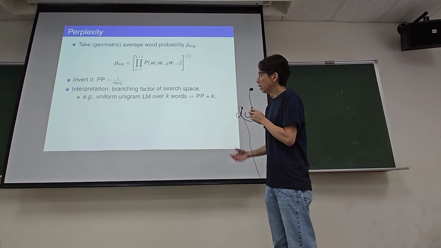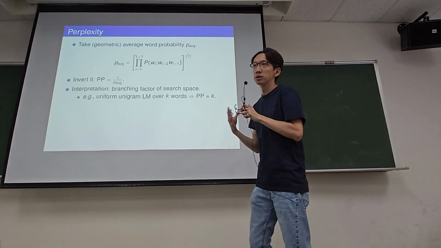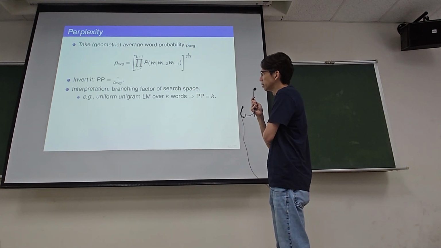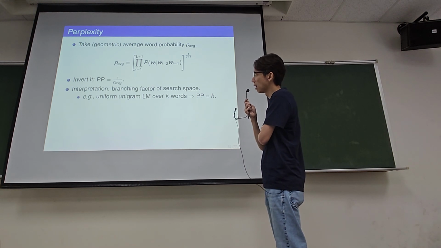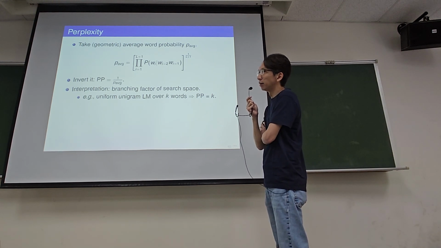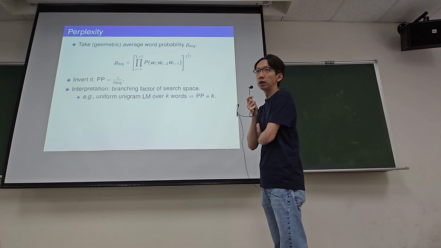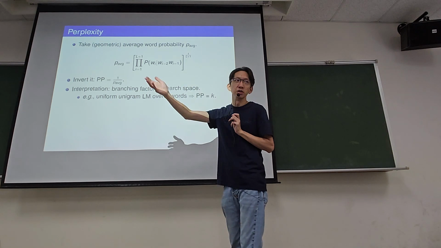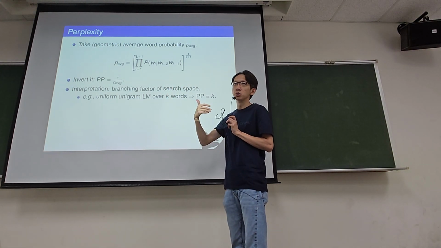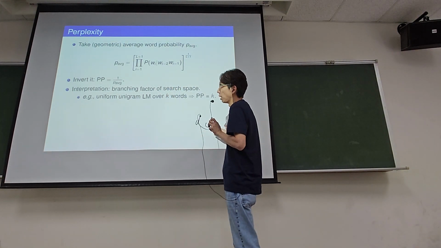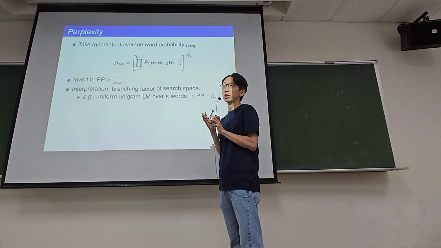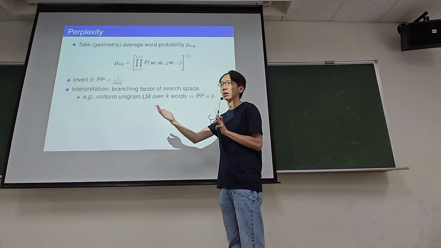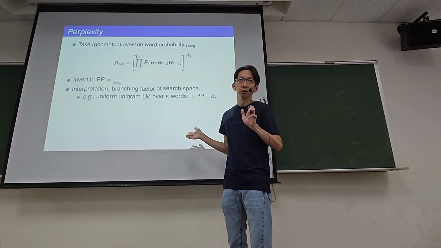So if perplexity is high, then there's a large branching factor of the search space. For example, if you have a uniform unigram over k words, your perplexity equals k. Every time there are k different options you can choose from. So that's what I call perplexity. If the perplexity is low, that means the branching factor is limited, so every possible next word does not branch into too many options. If it's very large, then that's not good.